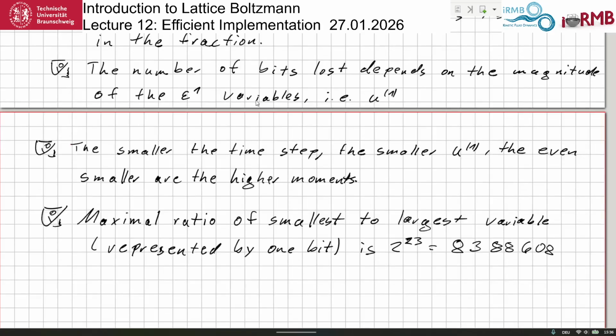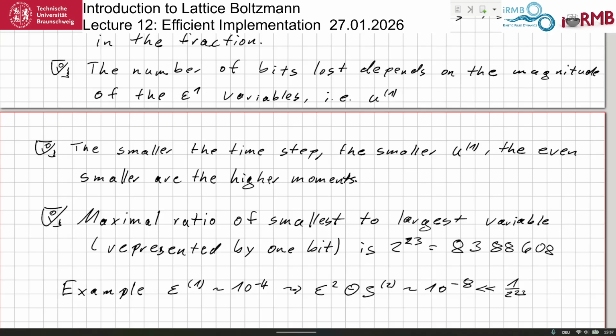And it's pretty easy to get out of this range. As an example, say epsilon to the first order is now 10 to the power of minus 4. So you want to have very accurate results, so you use a small time step. Then epsilon squared, theta rho to second order would be 10 to the power of minus 8, which is, of course, much smaller than 1 over 2 to the power of 23.